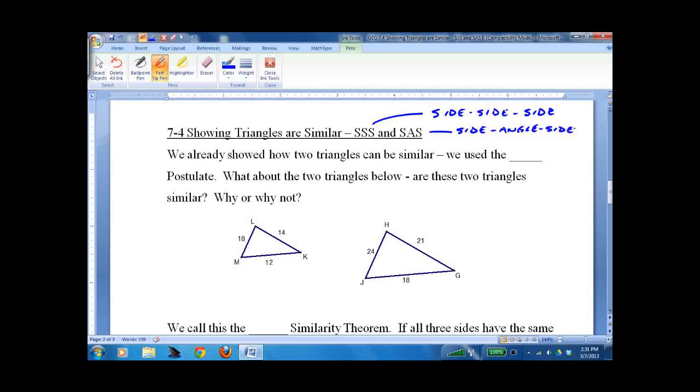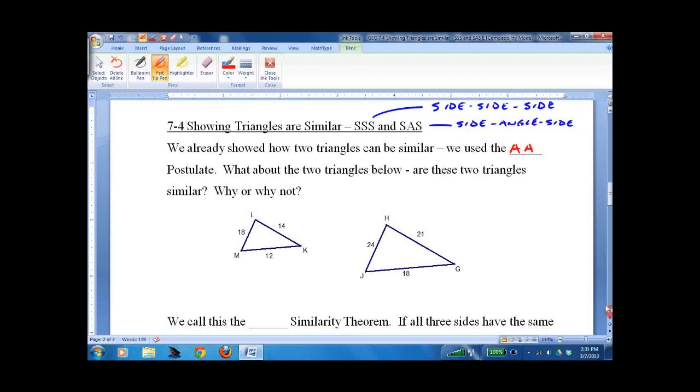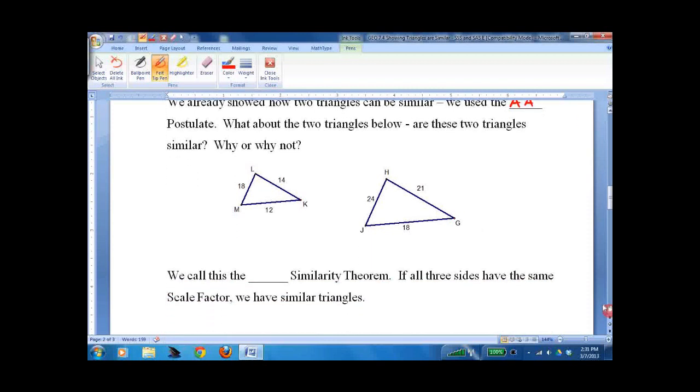So we already showed how two triangles were similar. In previous lessons, we used, I believe it was angle, angle. That was a postulate. But now we got the two triangles below. Are they similar? Why or why not? So I'll let you look at it for a second. And now I'm going to solve it.